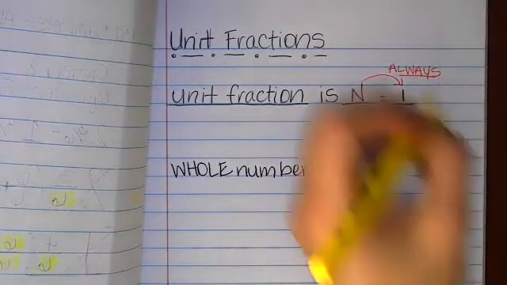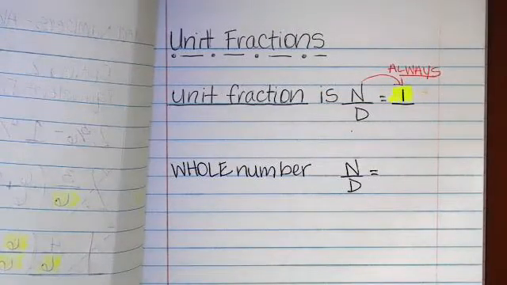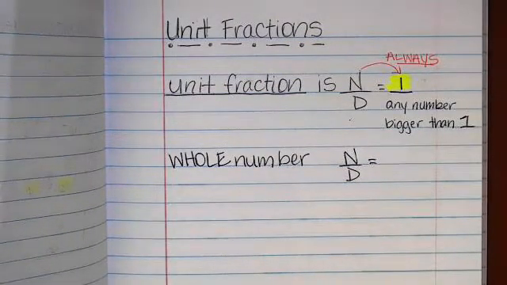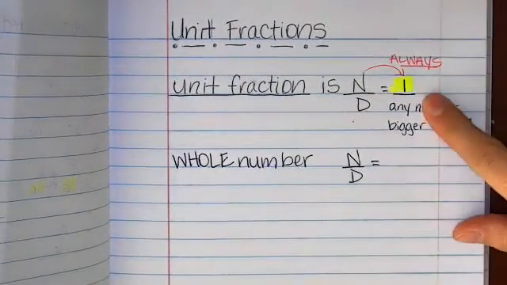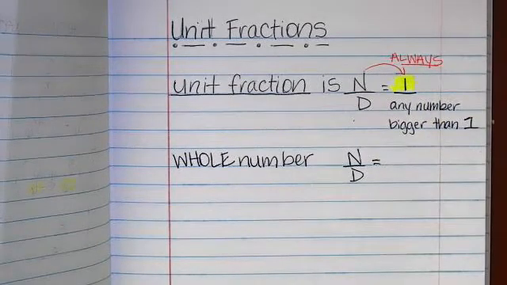And then in the denominator, it can have any number in the bottom, but it has to be bigger than the number 1. So when I ask you about unit fractions, I really need you to remember that the numerator has to have a 1, and then the denominator would be any number larger than 1.